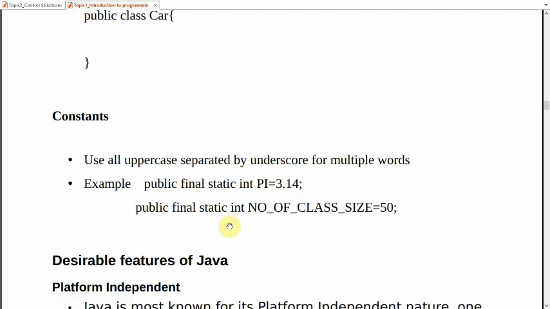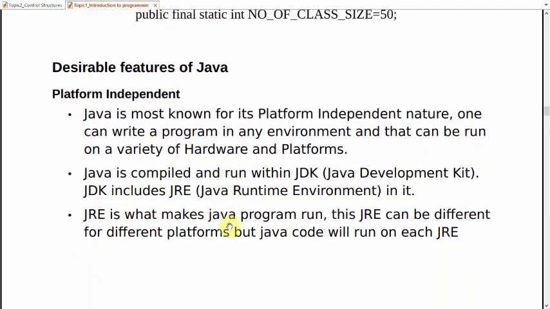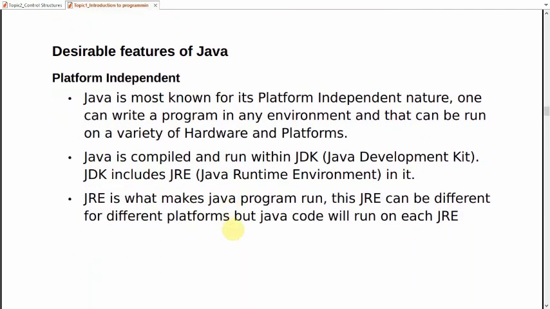Now let's see what else we've got here. Now, desirable features of Java. Number one, Java is platform independent. Java is most known for its platform independence nature. One can write a program in any environment and be able to run it on different platforms or hardware. So Java is compiled and run with JDK. JDK basically is Java Development Kit.